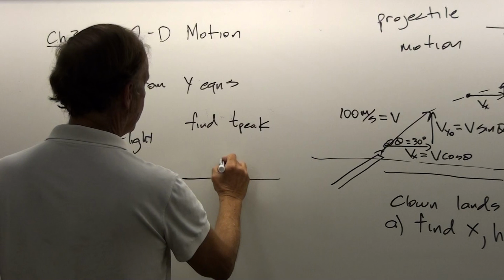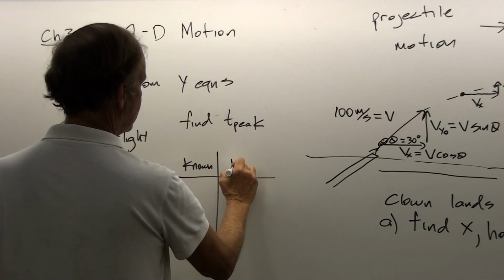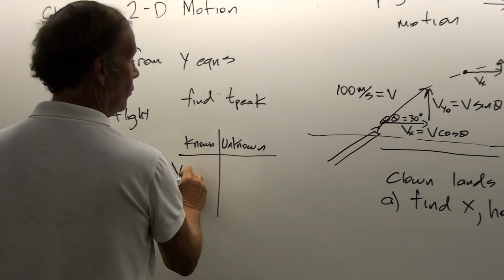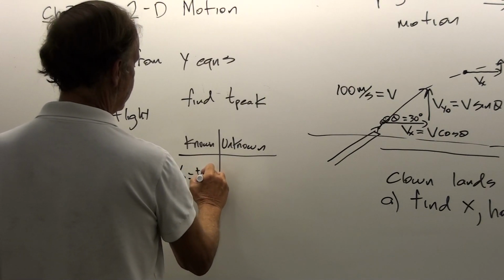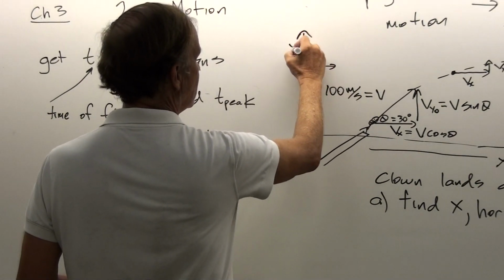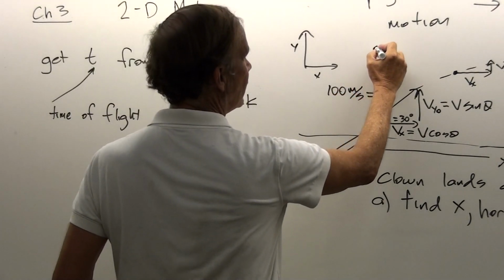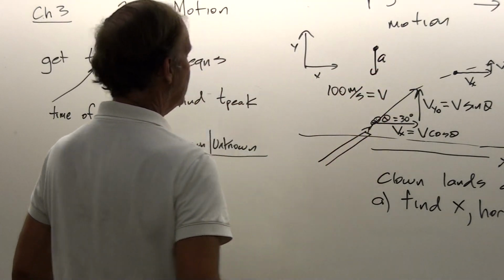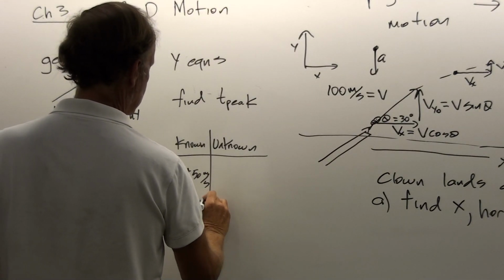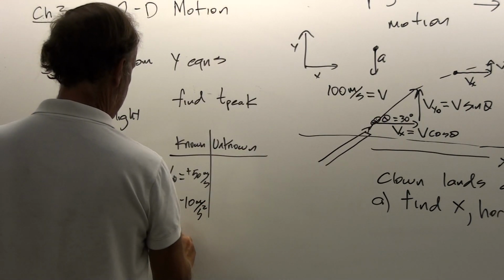Okay, so if we do that, then we can set up a table of knowns and unknowns, just like we did in chapter 2. I hope you're getting good at this by now. So Vy initial would be plus 50 meters per second. Here we've defined our positive direction to be up and to the right. The acceleration due to gravity in the vertical direction is down, and so the acceleration is minus 10 meters per second squared. And the Vy final is 0.